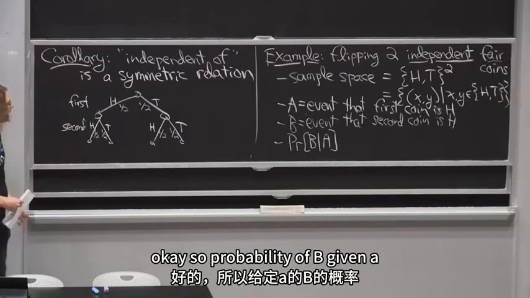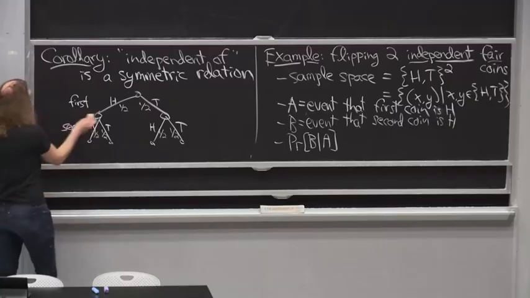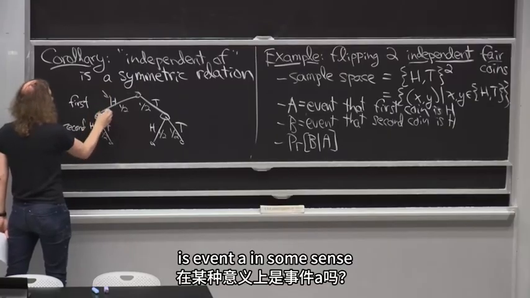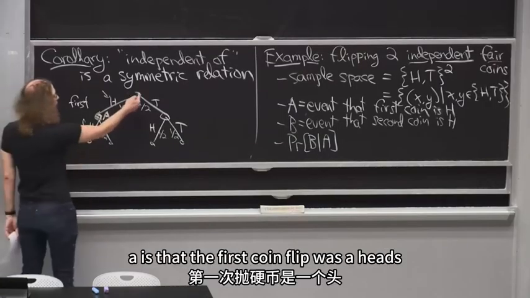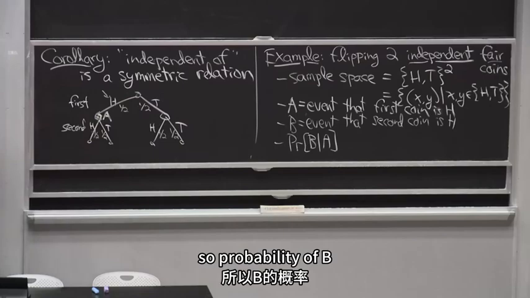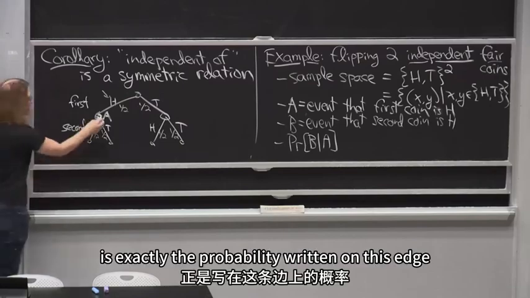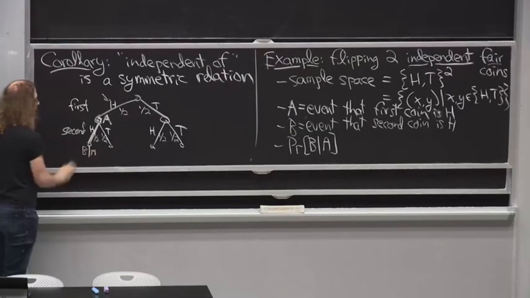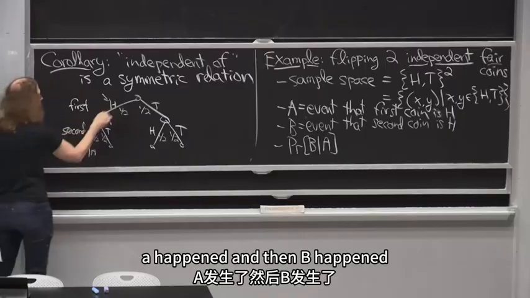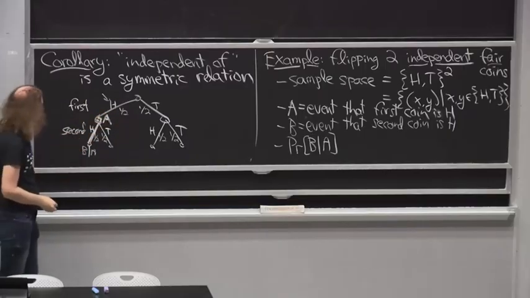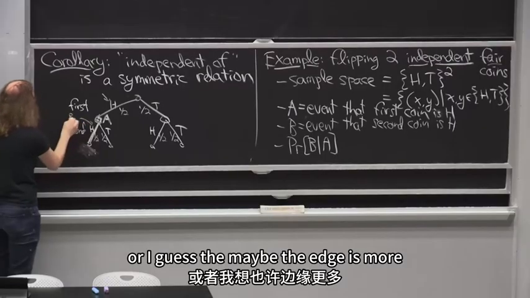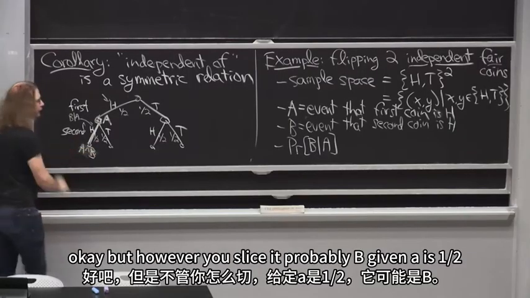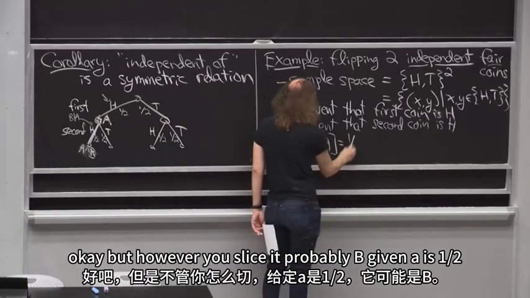Okay, so probability of B given A, so A is this edge, right? I guess this node is event A in some sense. A is that the first coin flip was a heads. So probability of B given A is exactly the probability written on this edge, because this would be B given A, that event. A happened, and then B happened. Or I guess maybe the edge is thought of this way. This is more like A intersect B, that they both happened. Okay, but however you slice it, probability of B given A is a half.